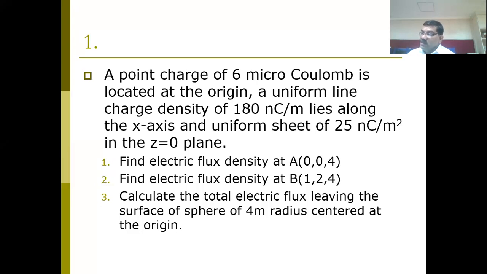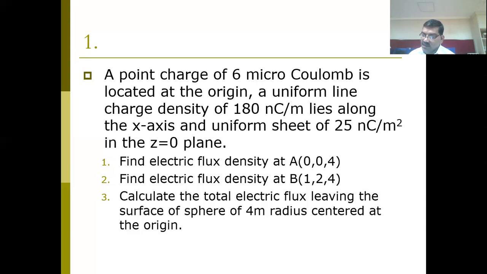Plus this is r, you just put r equals 4. So 4 square is 16. So it will be 16 into pi, and into 25. Okay, so it is 1200 something. Again it is in nanocoulomb, I'll convert it to microcoulomb. So it is 1.257, and again it is microcoulomb.